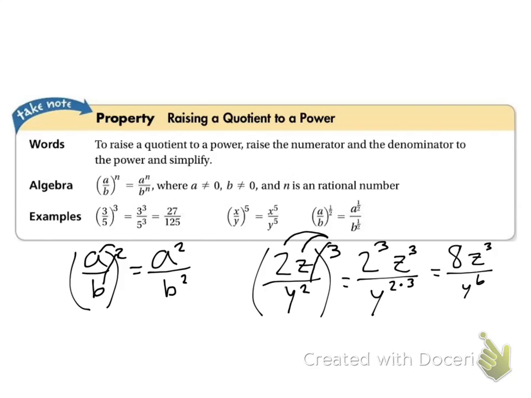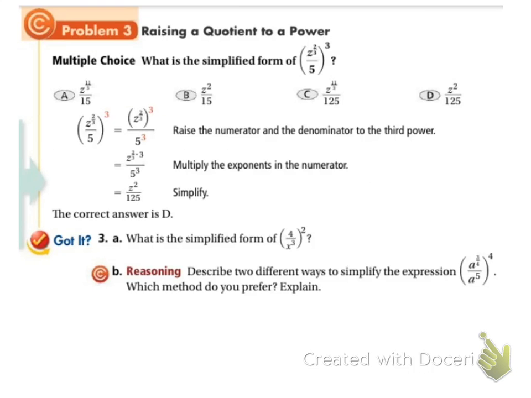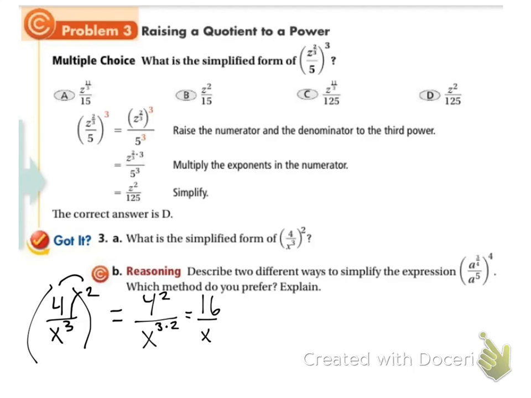Okay, so here's our generic form right here. A over b to the n is equal to a to the n over b to the n. So, let's try a few. We'll try their got it problem. 4 over x to the third squared. So I need to rein in the 2 to the 4 and to the x. So this is 4 squared over x to the 3 times 2, which gives us 16 over x to the 6th.